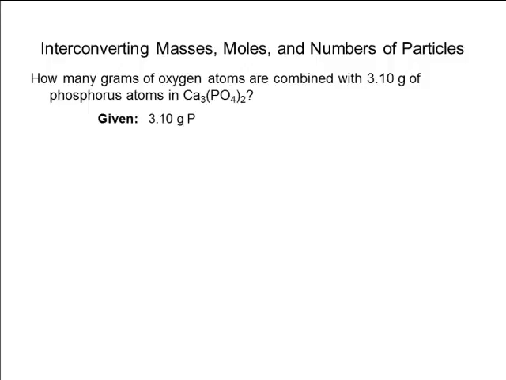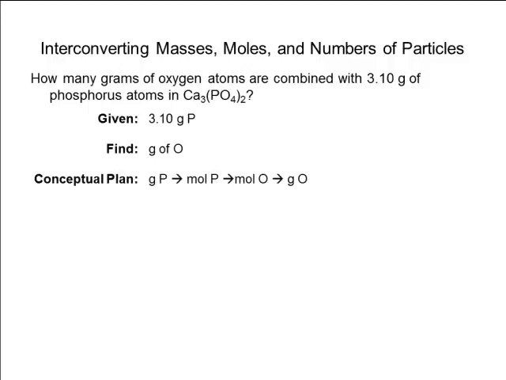I'm starting with 3.10 grams of phosphorus. Keep in mind, when you're reading these questions, make sure you pay attention. Simply because the word atom is in there doesn't mean I'm necessarily looking for atoms. It's just talking about a mass of atoms. In this case, we're starting with the grams. What are we trying to find? We're trying to find grams of oxygen.